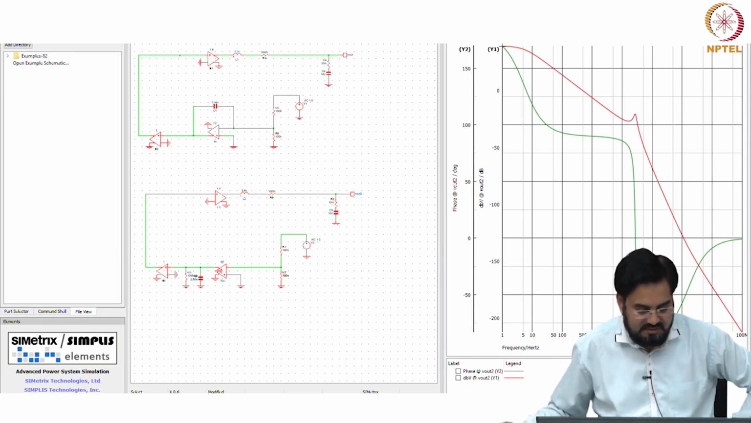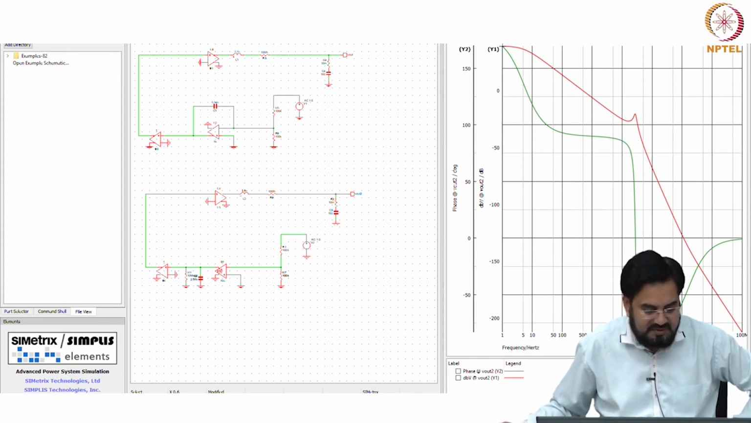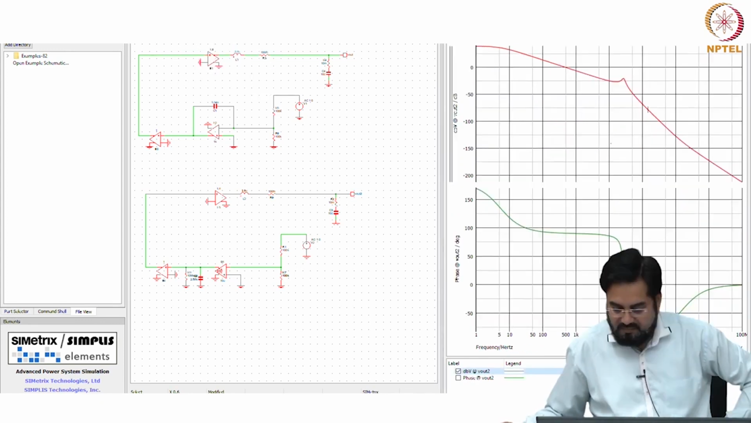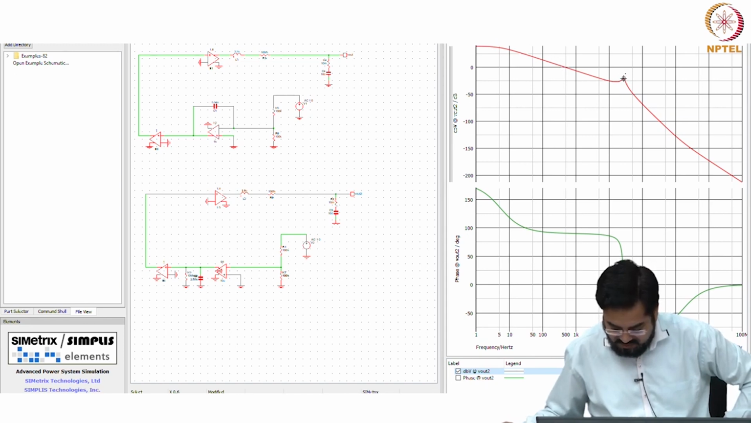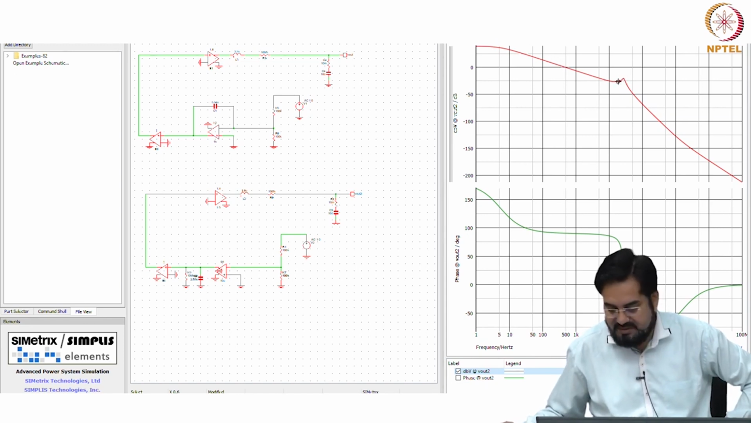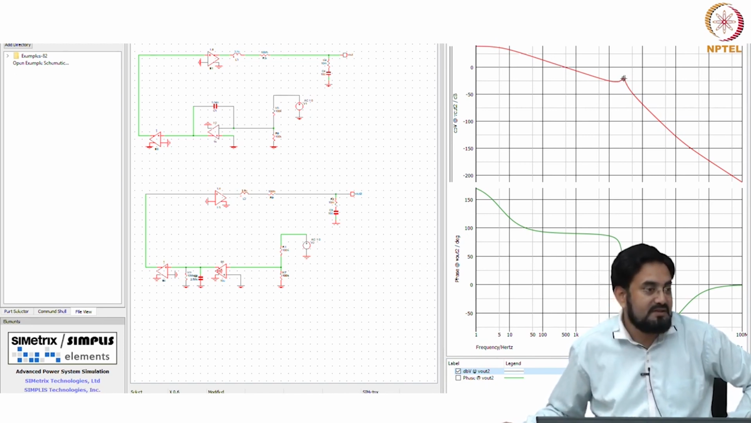So, let's move to a different axis. Okay. So, you can see here 0 dB is here, it is minus 20, and that is what we designed for, minus 20.